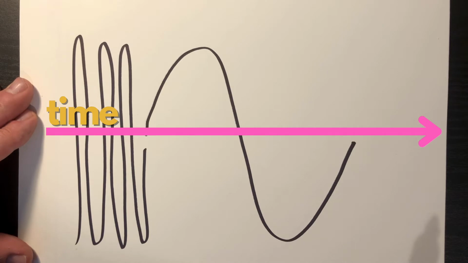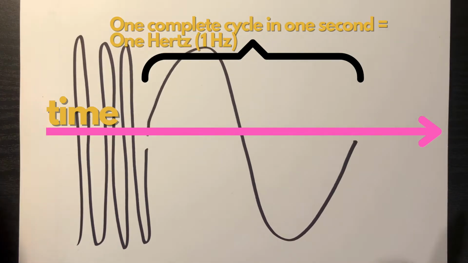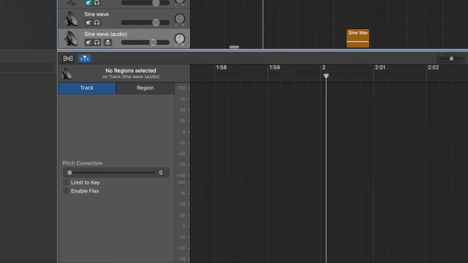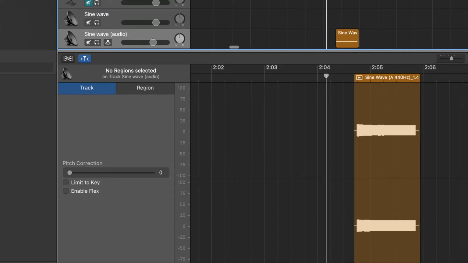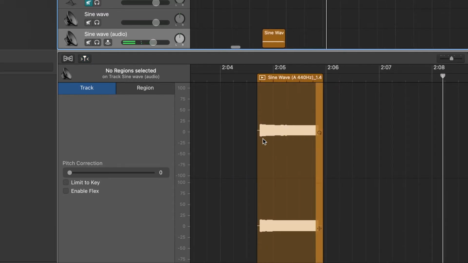If an object completes that cycle in 1 second, we would have measured 1 Hertz, the standard unit of frequency. 1 Hertz, named after Heinrich Rudolf Hertz, means 1 cycle in 1 second, or 1 cycle per second. If we increase the number of cycles per second, let's say to 440, we hear this sound. We can say its frequency is 440 Hertz.